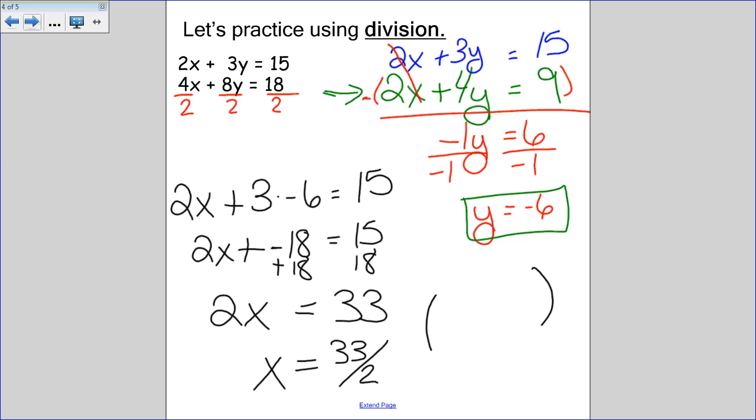But I wrote this as an ordered pair. It's the point (33/2, -6). All right. This is your second video on elimination using multiplication and division.